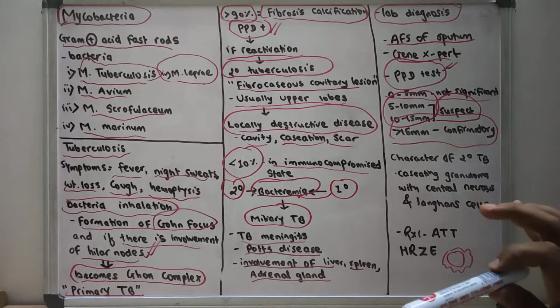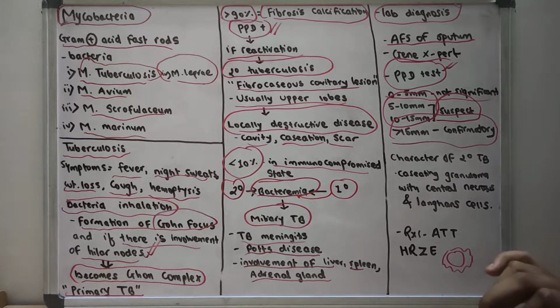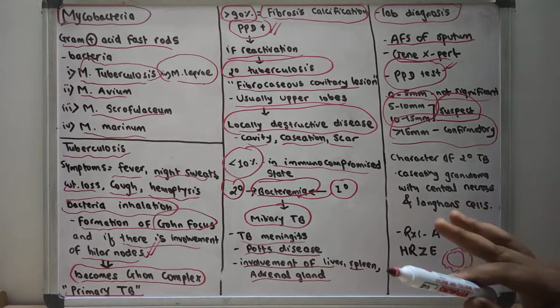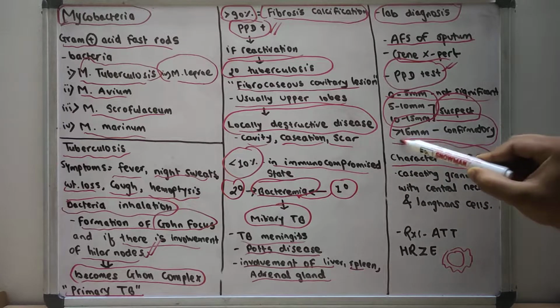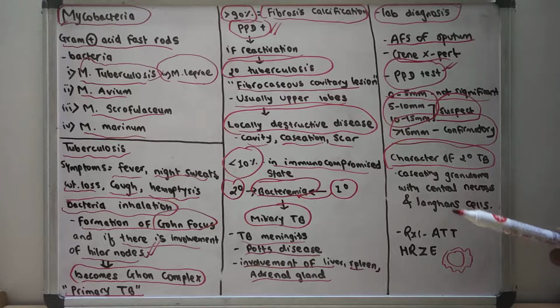So what is the characteristic of secondary tuberculosis? The characteristic lesion we see in secondary tuberculosis is a caseating granuloma with central necrosis, and we also see Langhans cells. So this is the characteristic of secondary tuberculosis from the lesion.